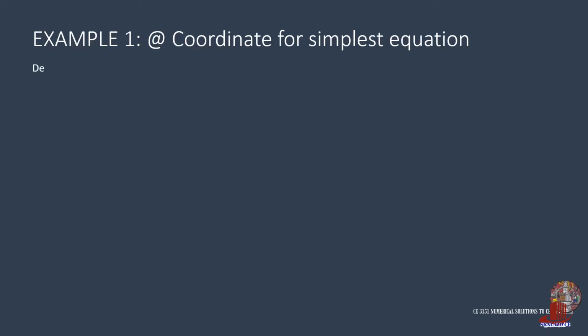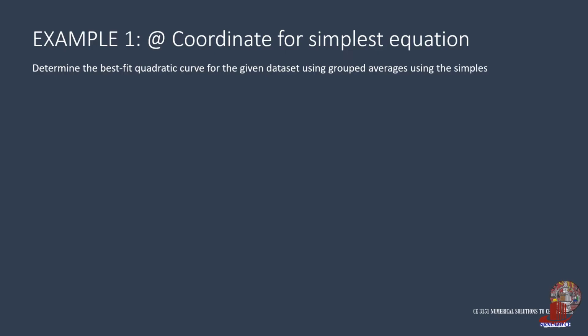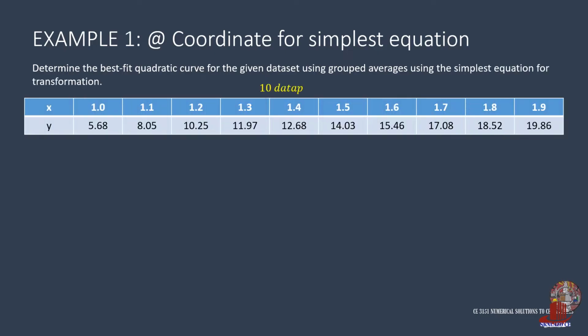Given 10 data points, it is required to look for the best fit quadratic curve using the method of group averages. In this example, there is no specific condition besides working on creating the simplest second equation. The quadratic equation we are talking about is y equals ax squared plus bx plus c. This is considered as equation 1.